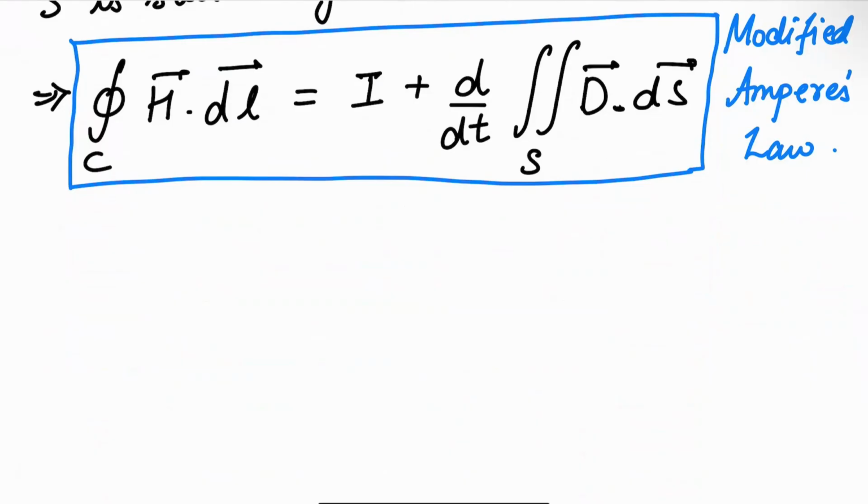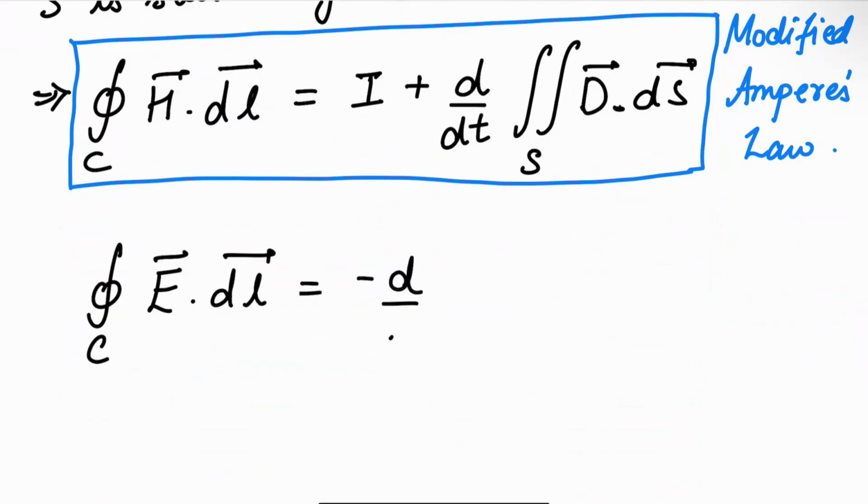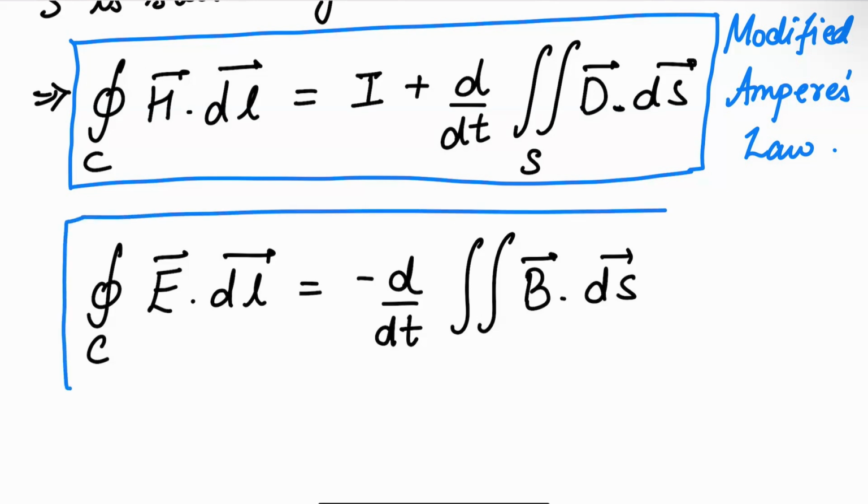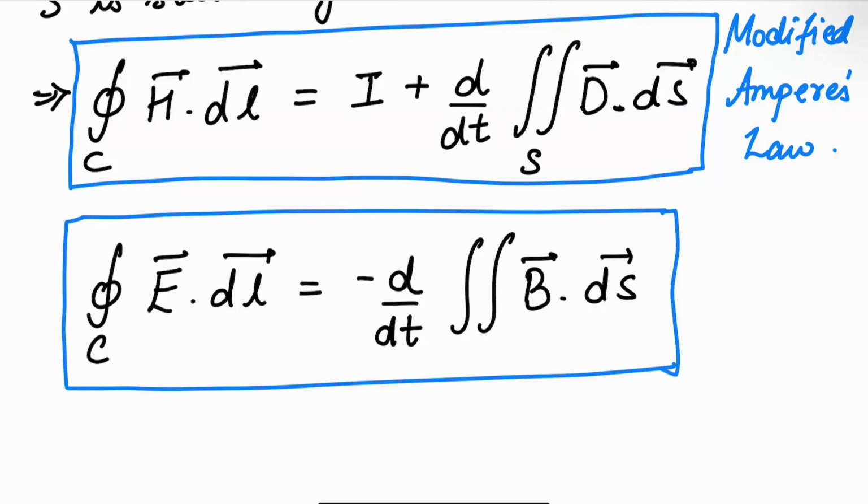Okay, and similarly, we can do the same thing with Faraday's law, and you end up with the contour integral of E dot dl equals minus d/dt of the surface integral of B dot dS. So there's no current term now, right? Put this also in the next box.